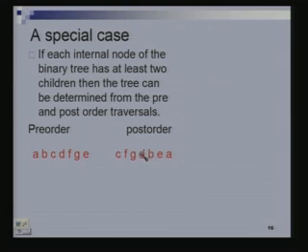Now, what can you say? What is the first thing you can say? A is the root, yes. So, we can quickly draw the root. Now, what can you say? B has to be the left child. That's because it has two children.